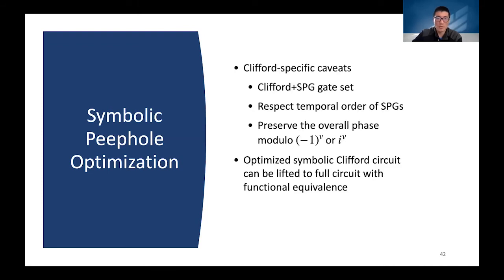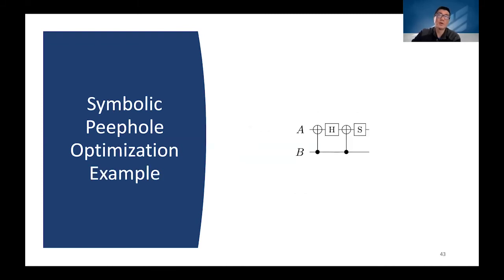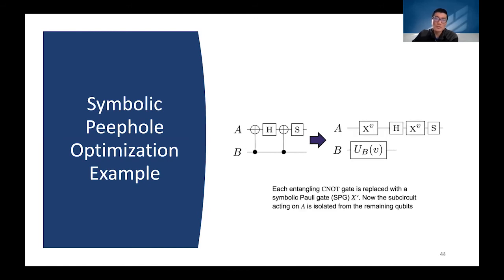Again, I'm hoping to use a small example to illustrate what a symbolic peephole optimization process looks like on a very tiny toy example. Here we have a toy example where A is our selected subset and B represents the rest of the quantum circuit. First, we identify all the CNOT gates bridging A and B. In this case, we have 2 different occurrences of CNOTs connecting A and B.